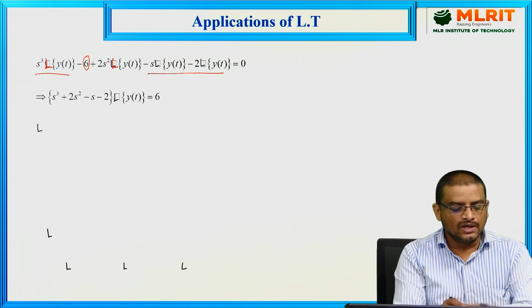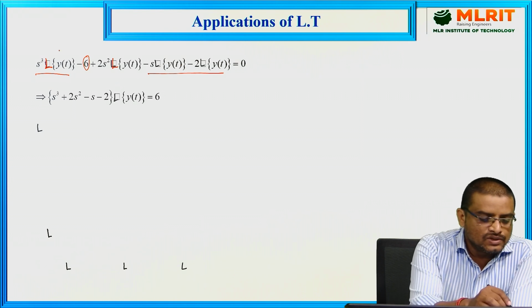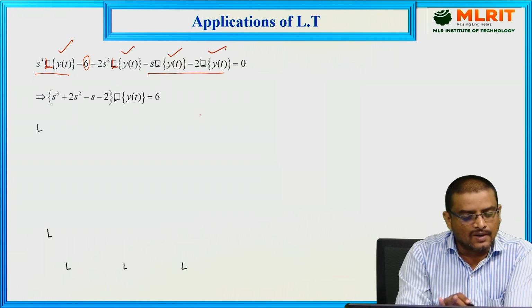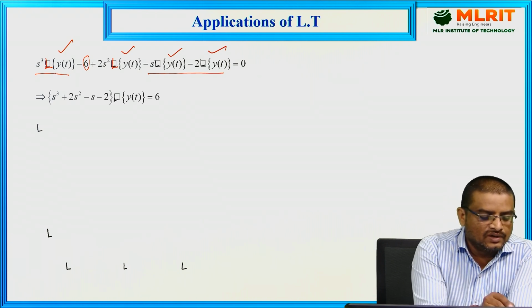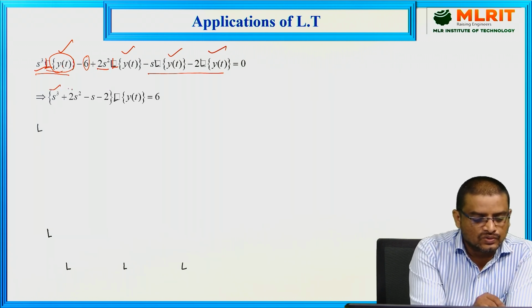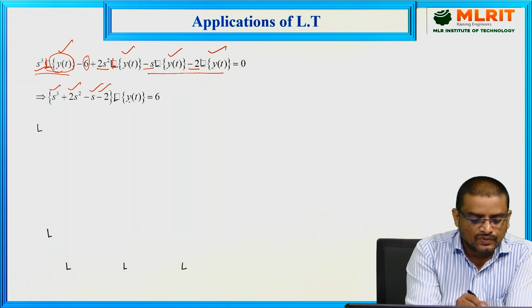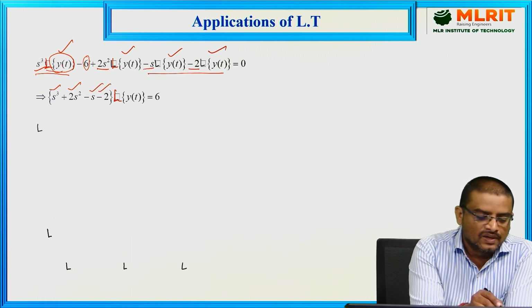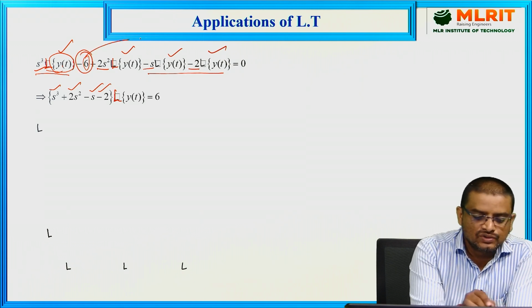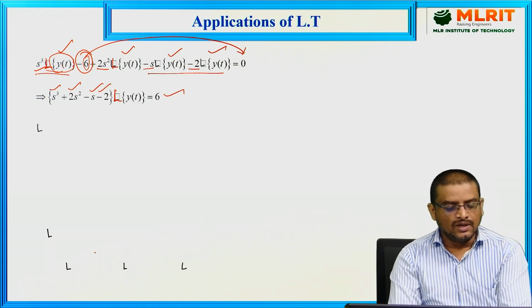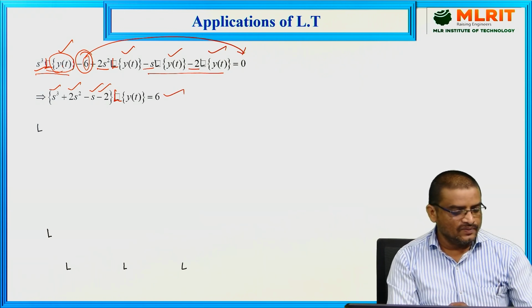From all these terms, I want to take Laplace transform of y of t common from these four terms. After taking Laplace transform of y of t common from the first term, the remaining one is s cube. Here we are having 2s square, keep 2s square, here minus s, here minus 2. So this is Laplace transform of y of t, and the remaining term is minus 6. You send this minus 6 to this side, it becomes 6. Okay, so now finally we got this value.